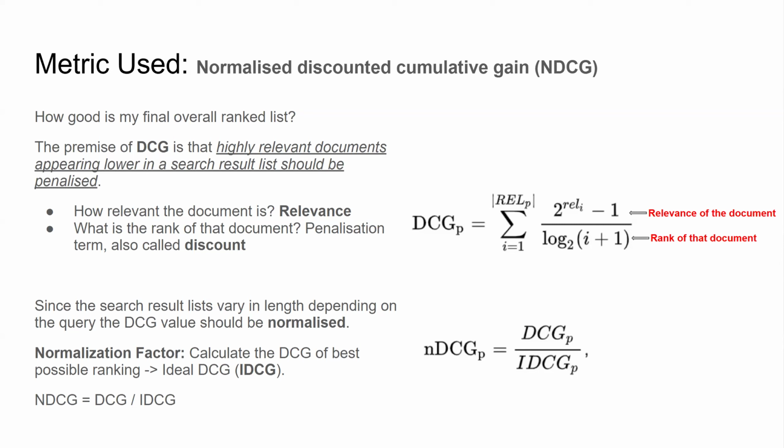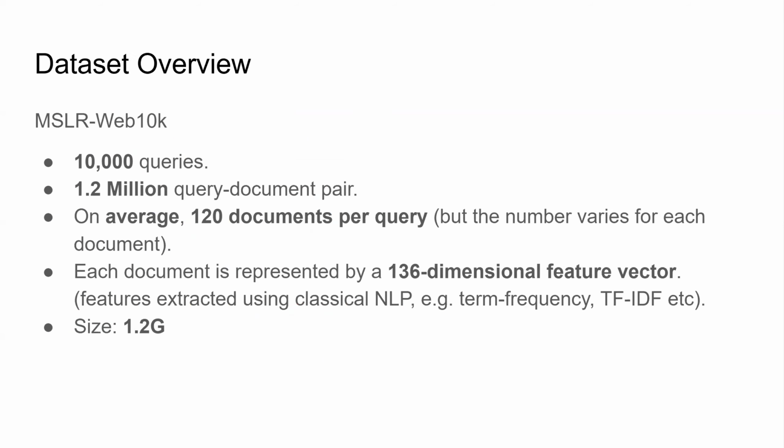This is the metric that we use to compare any LTR algorithm. So I trained the model on the MSLR Web 10K dataset, which is the dataset that the paper uses. The 10K refers to the number of queries the dataset has. It consists of 10,000 queries, and in total there are 1.2 million query-document pairs.